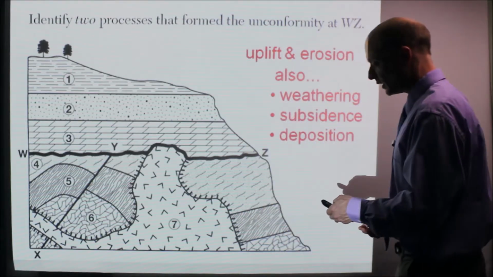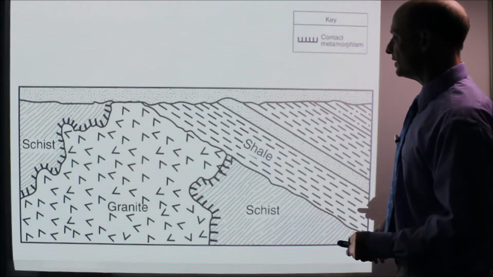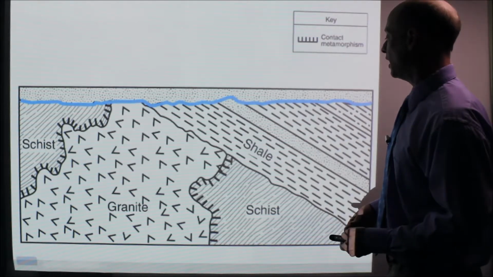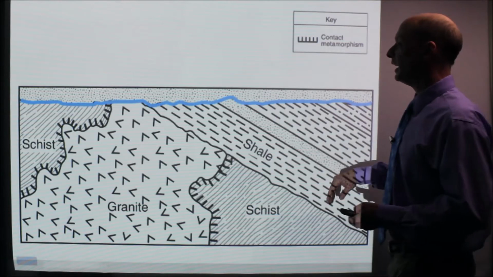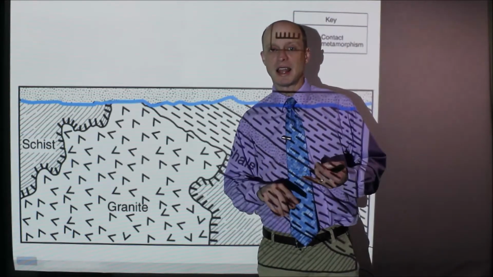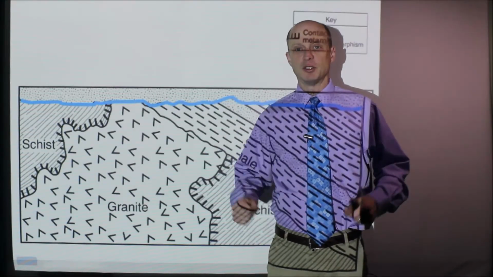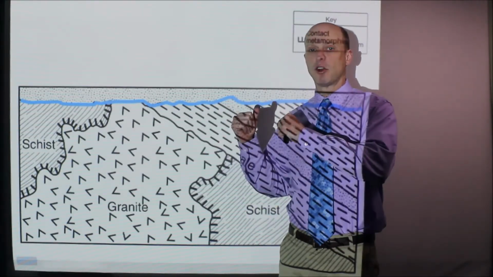So know those. This is another diagram just to show you how common this happens. And in this case, the unconformity is right here. And again, it represents erosion happened, weathering, uplift. Those are all important aspects to unconformity formation.